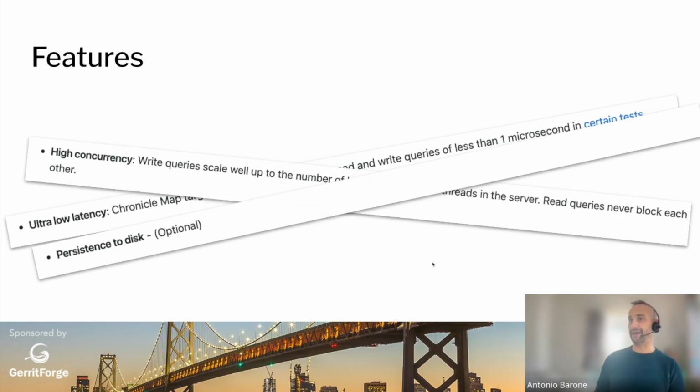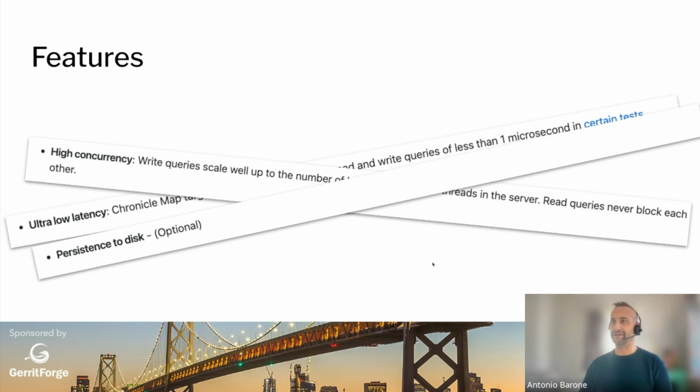And luckily enough, this is a feature that is provided in the open source tier of the Chronicle Map. So we have all the ingredients that we need to build an alternative to H2, and this is exactly what we did at GerritForge quite a few years ago.